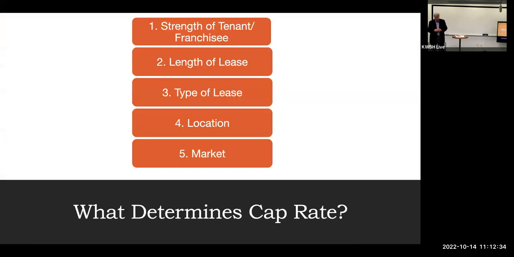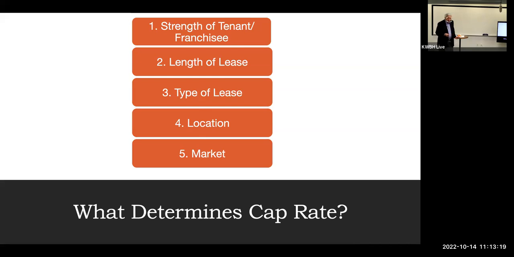Next slide, please. So the determinants of cap rate are: how strong is the lease? Is it a corporate lease signed by the company, Taco Bell Inc. or Wendy's Inc.? Or is it a franchisee signature? If it's a corporate signature, how strong is the corporation? What is the trend? If it's a public company, it's easy. You can look at their financials and see the trend. Are they trending up or trending down?